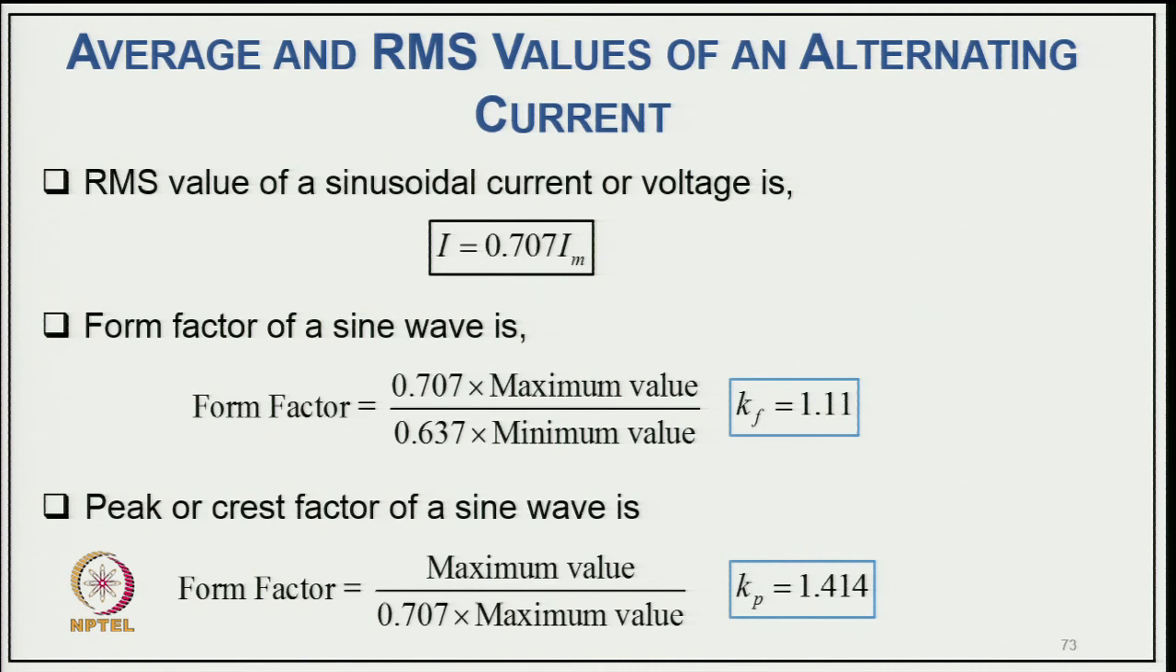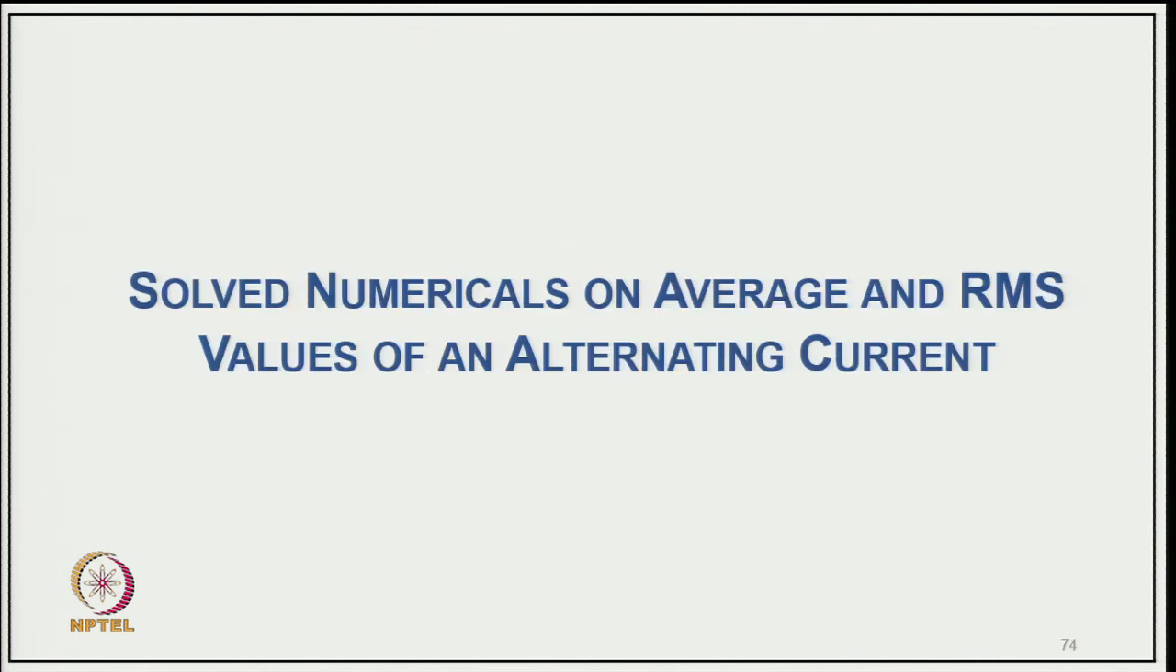The peak factor, which we also call the crest factor, we define as the maximum value divided by the RMS value, that is 0.707 of the maximum value, so Kp equals 1.414. This we call the peak factor or crest factor of a waveform. For a sinusoid it is root 2, so it is 1.414.